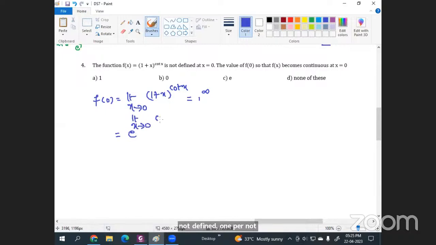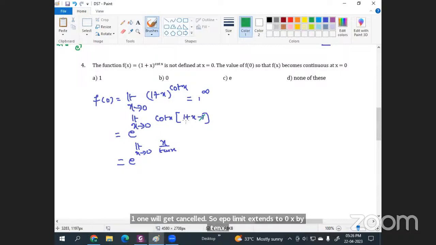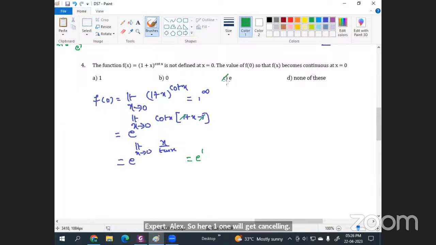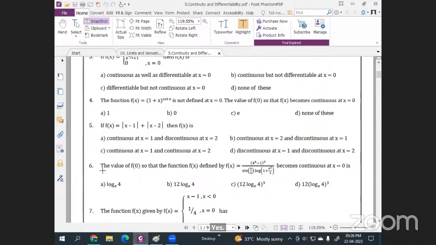I can apply the Cauchy's rule. Limit x tends to 0, cot x into g of x into f of x minus 1. So 1 will get cancelled. So e power limit x tends to 0, x by tan x. So here 1 will get cancelled. Therefore, your answer is e power 1. So the third option is the right option. Right? Yes or no? Yes. Sri Satya. Right.